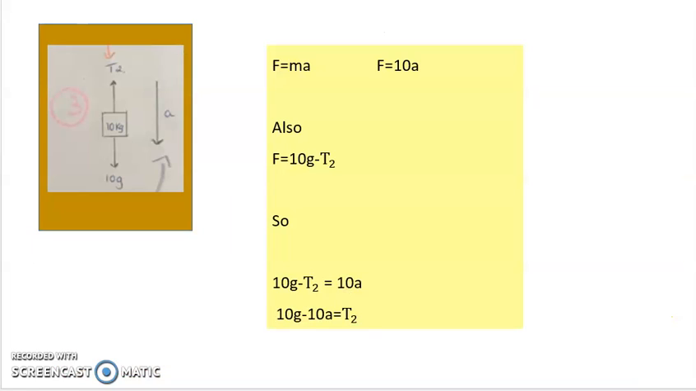Looking at the right hand side, we have a 10 kilogram mass, and this time the acceleration is going down. We're going to use force equals mass times acceleration again, so our force is 10a. And what can we say about the forces? Well, remember, we're moving down, so it's 10g, take away T2. So I can now say that 10g take away T2 is equal to 10a.